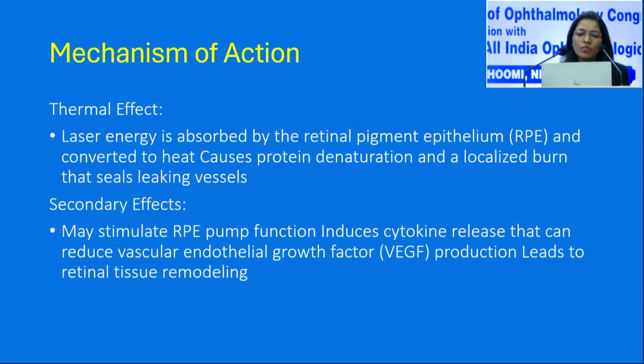When we talk about mechanism, it has been very well explained by Dr. Kamaljeet sir, but still there are two effects: one is thermal effect, another is secondary effect. In thermal effect, the heat does protein coagulation, which directly seals the leaking vessel. The secondary effect works on RPE pump function, and cytokines are released, which eventually reduces VEGF production, leading to retinal tissue remodeling.